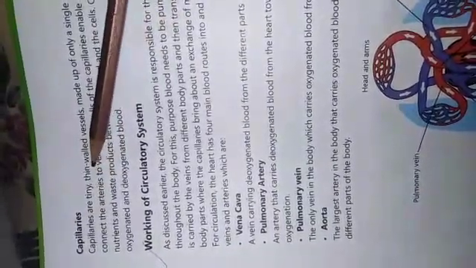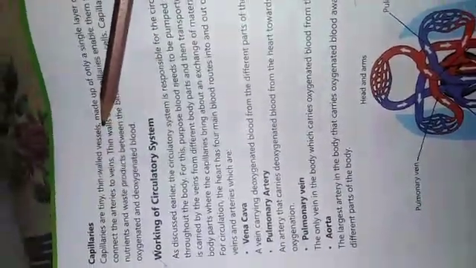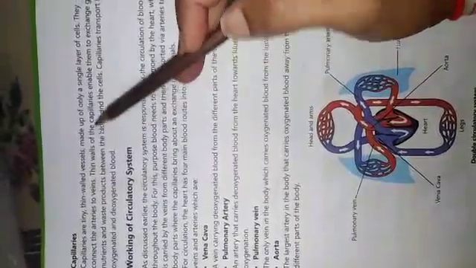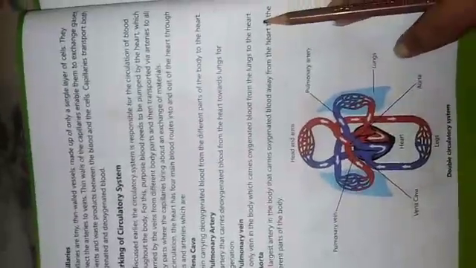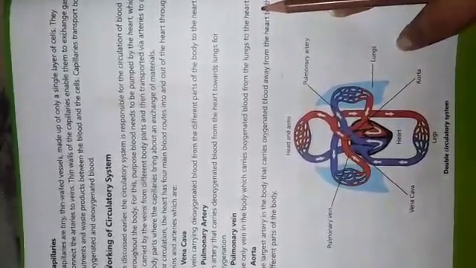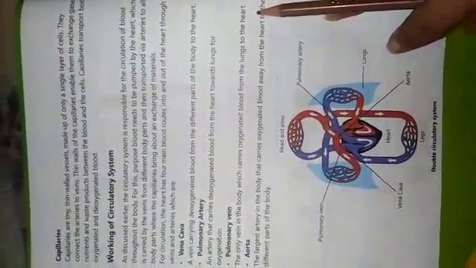Capillaries are tiny, thin walled vessels made up of only a single layer of cells. They connect the arteries to veins. Thin walls of the capillaries enable them to exchange gases, nutrients and waste products between the blood and the cells. Capillaries transport both oxygenated and deoxygenated blood.